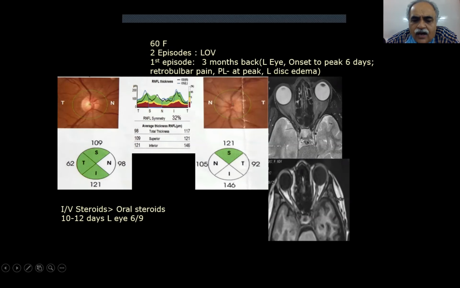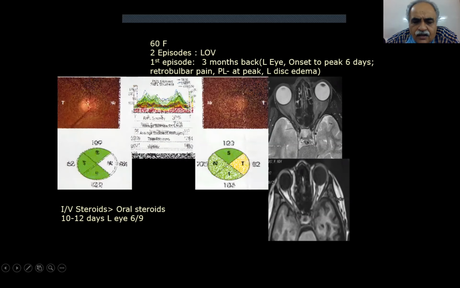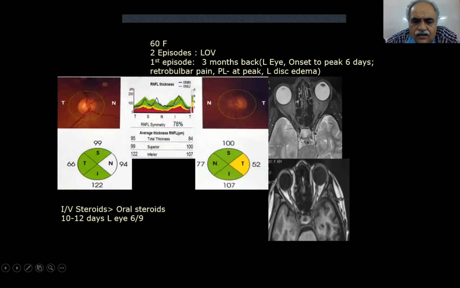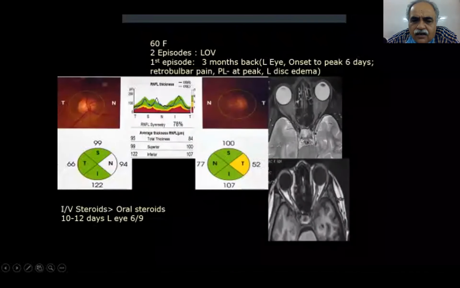And when you get disc edema, you have a white looking graph here, right? And when you give this patient steroids, the thickness comes to normal, green is normal, but notice that there is some temporal pallor which is left in this optic nerve on treatment with steroids.